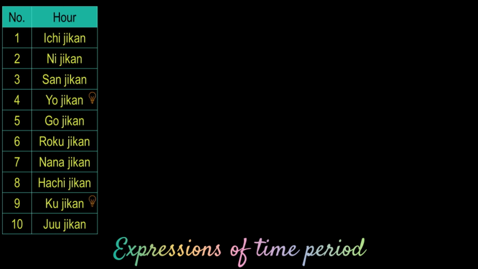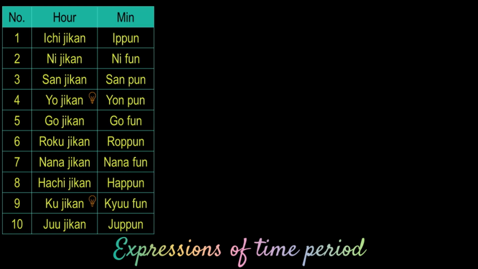To give the time period in hours, you just need to add the word Jikan to the numbers. For example, for 1 hour, by adding Jikan to Ichi, we will get Ichijikan. For 2 hours, we will get Nijikan. For 3 hours, we will get Sanjikan, and so on. Just remember that for 4 hours, it will be Yojikan and not Yonjikan. And for 9 hours, it will be Kujikan and not Kyujikan. Okay? Next, let me go to minutes.